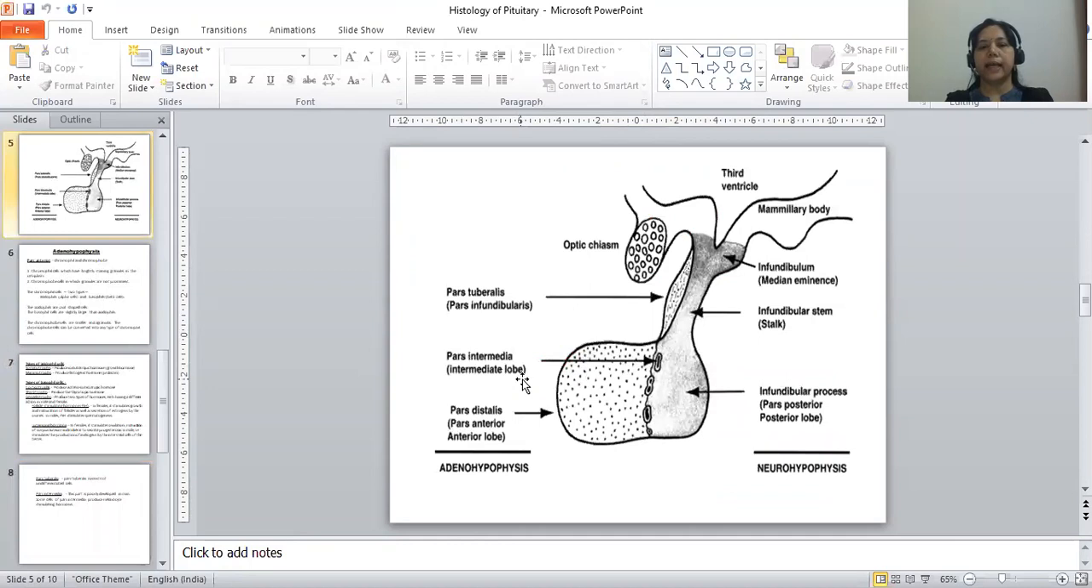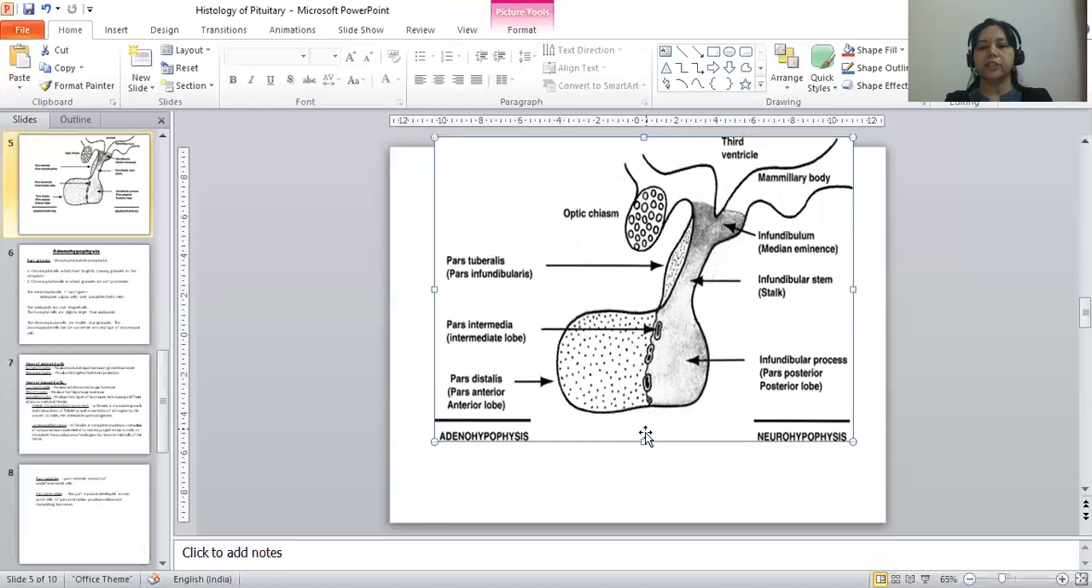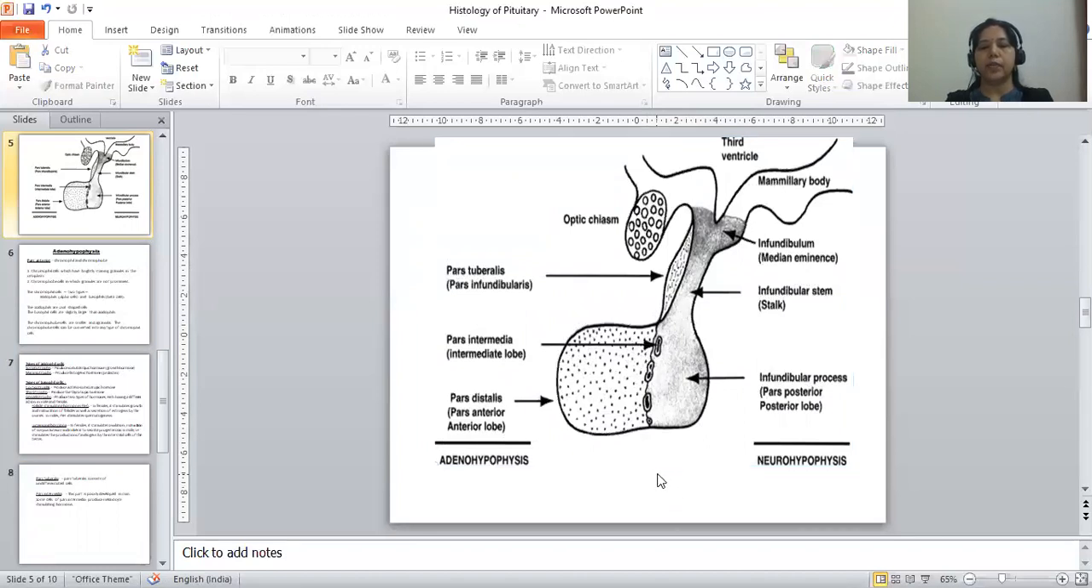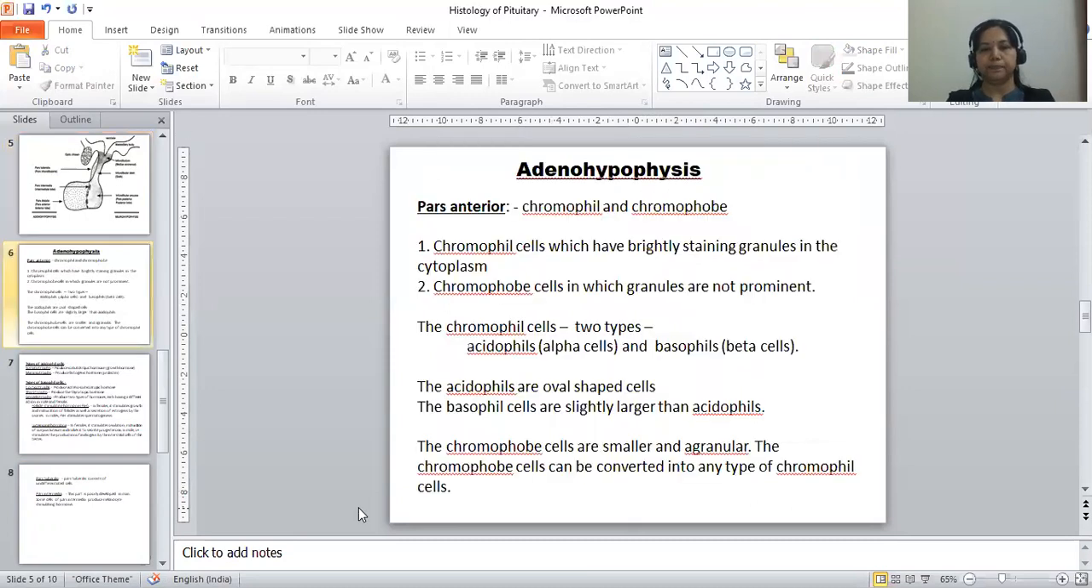So this diagram is even more clear. You can see the anterior lobe, that is pars distalis, pars tubularis and pars intermedia. So these three structures together is called as adenohypophysis. This is the posterior side along with infundibulum, or the stalk, called as the posterior pituitary or neurohypophysis. You can see very clearly in this the adenohypophysis and neurohypophysis parts of the pituitary.